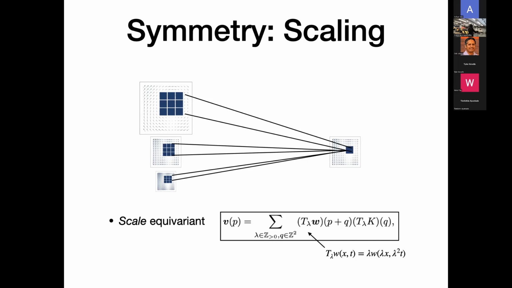So here we need to basically sum over all the different scales. Lambda will take integer values because we're dealing with discretized pixels. And then we will compute this kind of convolution where K is the kernel. But then we need to scale this kernel according to the scale law.